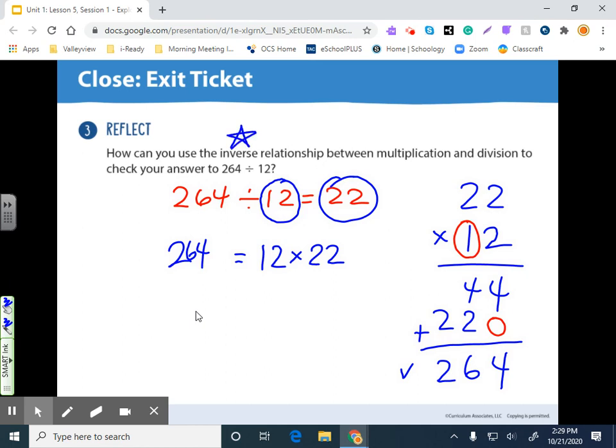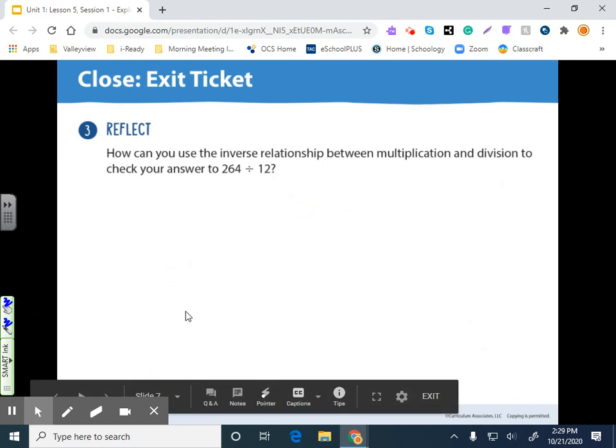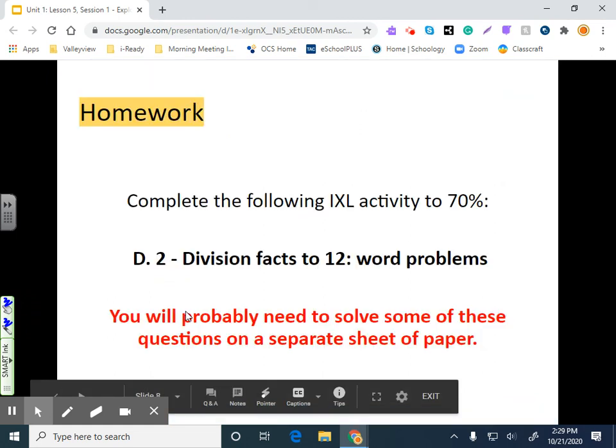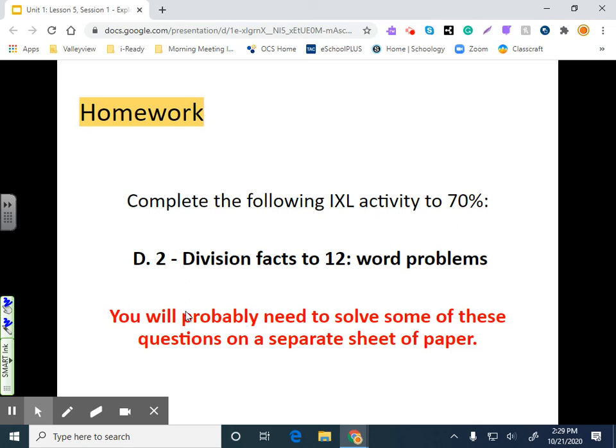So there's that. Your homework is IXL, once again. These shouldn't be too tough. This is more of a warm-up, getting you used to putting together division problems. So it's going to be D2. I'll have a star next to it, and it's division facts of 12 in the form of word problems. And it's good practice to take the word problems, the numbers, figure out which is the dividend, which is the divisor, and then you're going to get your quotient, or also known as your answer for a division problem. Okay, good luck.